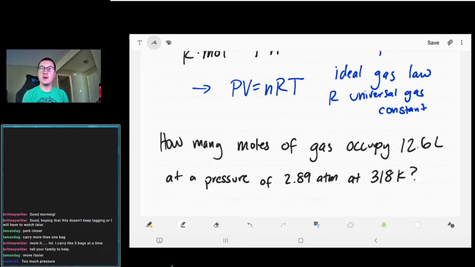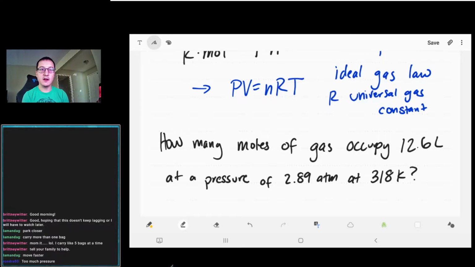Pretty much we're really only going to have 3 equations this chapter. You'll see a lot of them, but we really only ever use 3 of them. So the ideal gas law is probably the one you're going to use most often, and we're going to see this happening in other chapters as well. When we talk about reactions in the gas state, we're definitely going to be using this equation. So this question reads, how many moles of gas occupy 12.6 liters at a pressure of 2.89 atmospheres at 318 Kelvin?